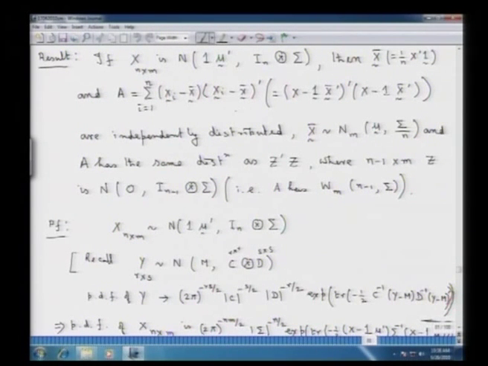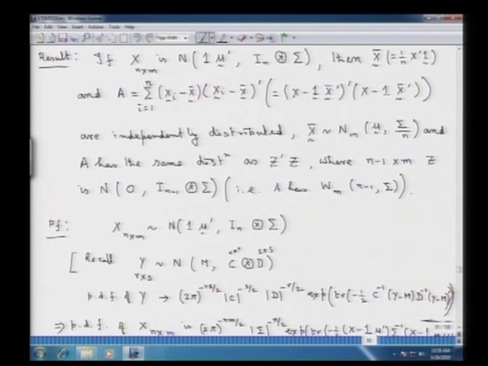So, we had this quantity of interest, and the result basically tells us that x bar and A are independently distributed, x bar having a multivariate normal distribution with the mean vector as mu and the covariance matrix as sigma by n, and A has got the same distribution as that of z prime z, where the n minus 1 cross m random matrix Z has a matrix normal distribution with mean matrix as a null matrix and the covariance matrix of vec of z prime to be I_{n-1} Kronecker product sigma, right.